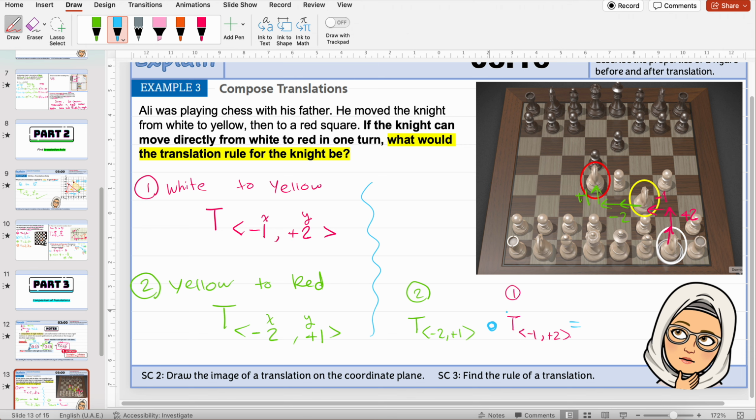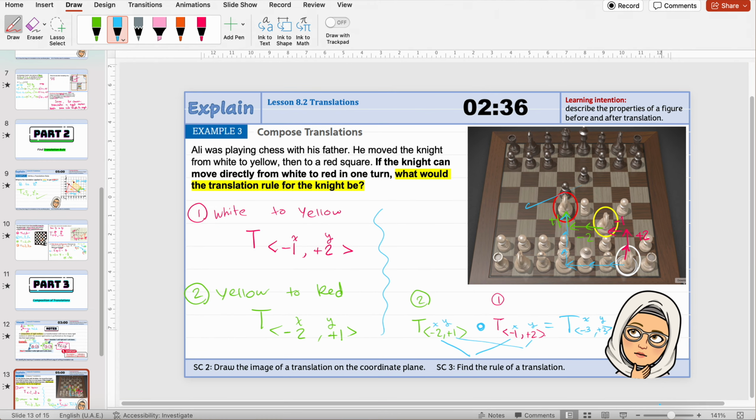If I don't want to write it like this, I want to combine the translations, I can do it. Just combine the x together. -1 with the -2, this is x with x. -1 with -2 is -3. Then the y with y. +1 with +2 is +3. So if you go from the white to the red directly, you just need to go 3 negative on x, so 3 left, 1 2 3, and 3 positive on y, so 3 up, 1 2 3, which is correct. You got it? This is the composition of translations.